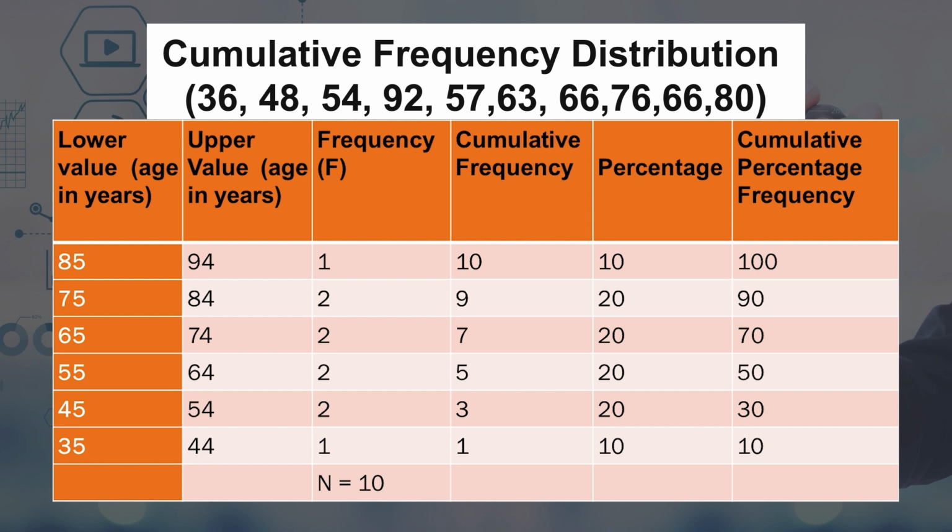Now, what is the percentage? We are going to calculate the percentage. Whenever we are calculating the percentage, it is on 100. Now we are going to calculate the percentage on the basis of the frequency, right? The percentage of the frequency 1 on 10 will be 10%. Similarly, 2 will be 20%. Again, 2 will be 20%, and so on.